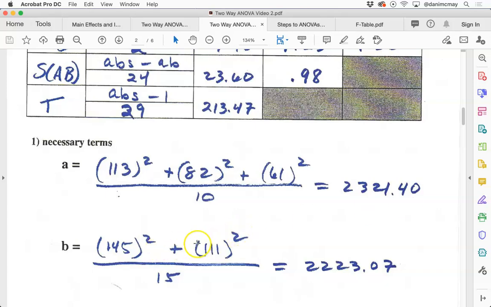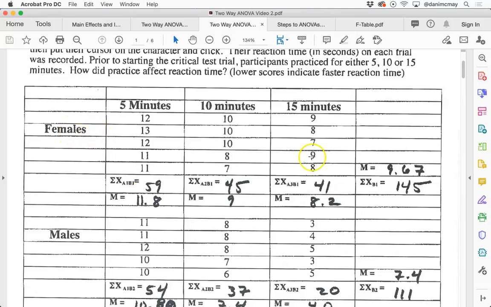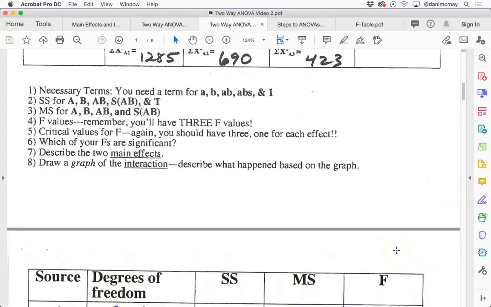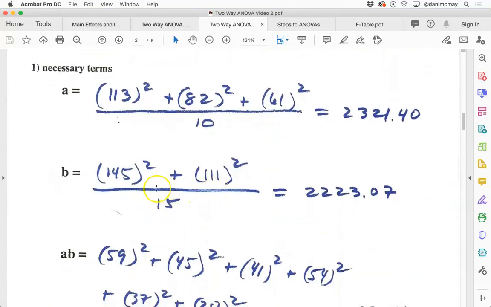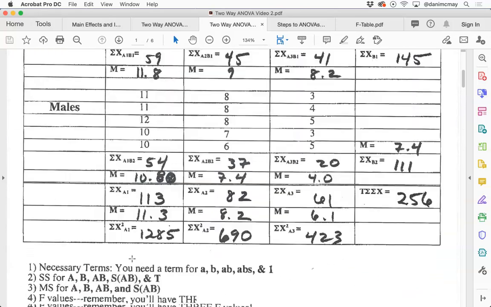Our levels of B, we want B regardless of anything about A. So this is females, it's 145. Males is 111. And there were 15 in each level. So 145 squared plus 111 squared divided by 15 equals 2223.07. Okay.